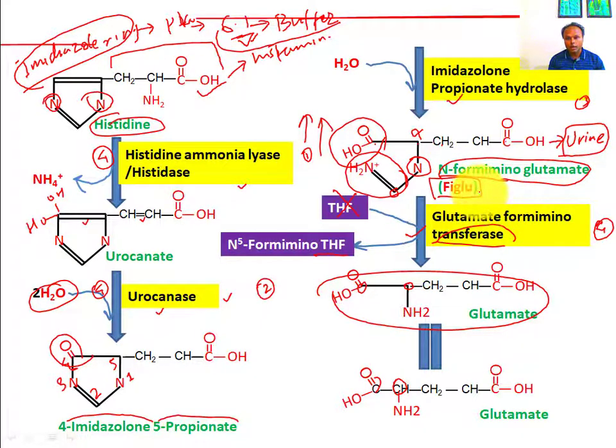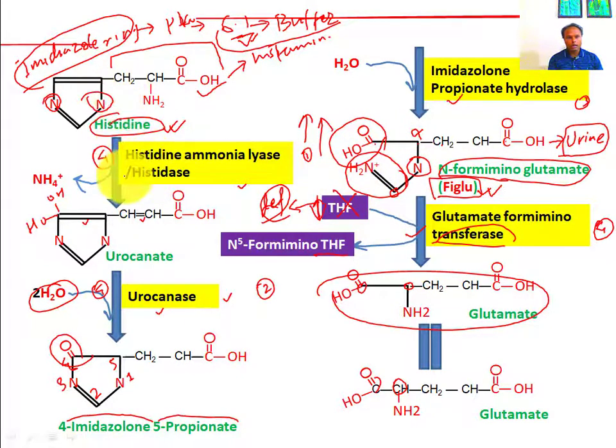Actually this FIGLU test is done after giving a certain dose of histidine to the patient, and then the patient is told not to urinate and to collect the urine, and in that urine the FIGLU test is done. If this FIGLU level is very high in urine, this estimates there can be folate deficiency or folate trap. So this is a very important test. You can find out either the deficiency or the problem in folate metabolism.